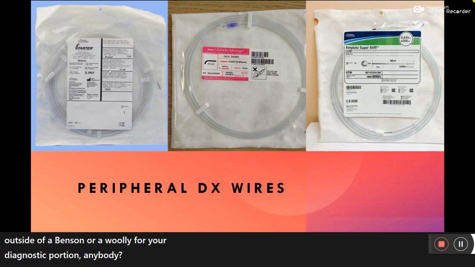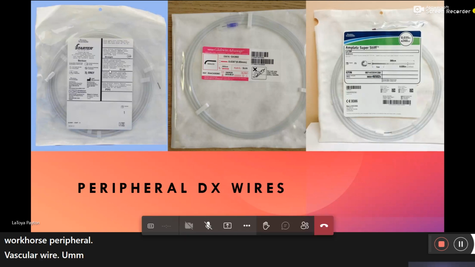They have something. It just has a weird name, which I tried to pick, but I know what you're talking about. Okay. But there's others out there, but I know Benson is the most commonly used workhorse peripheral vascular wire because it does have that floppy tip. The body is supportive, but it's not stiff.